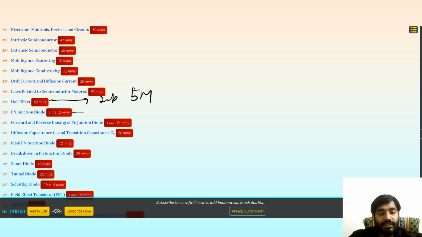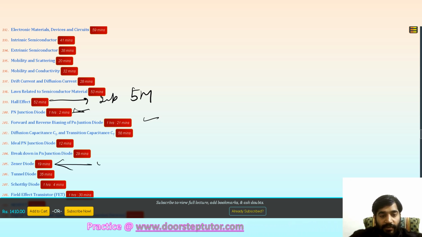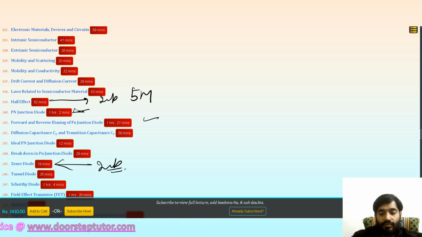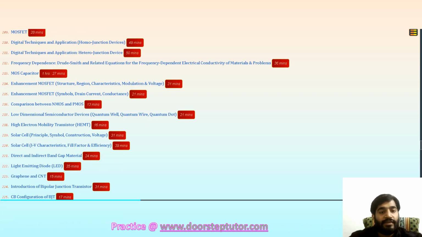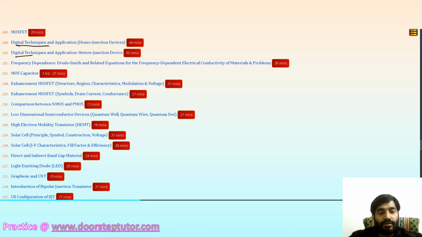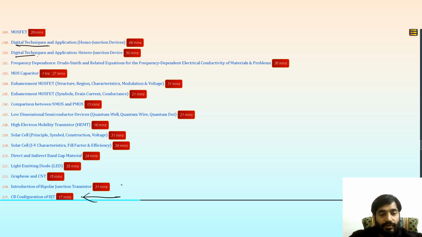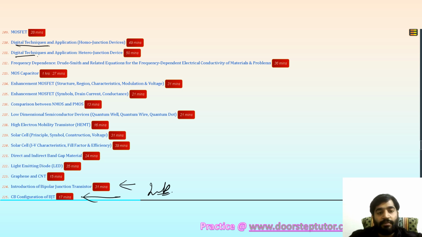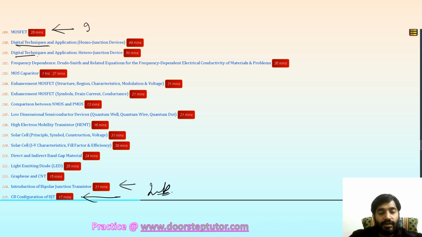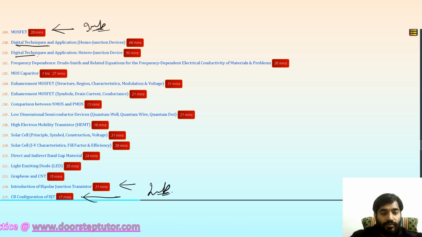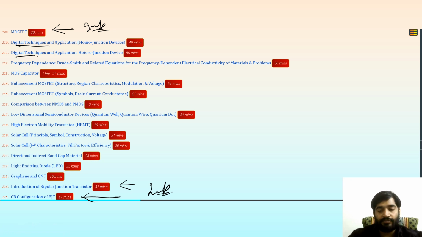Okay, your PN junction diode, this one. Okay, then your Zener is important here. Then if we see the digital techniques, and if you remember from this, you can focus mostly on BJT, your transistors. These are important here. So you must focus on what is the basic thing of MOSFET. This is also important, but you must focus on the Hall effect. Hall effect is the most important part here.